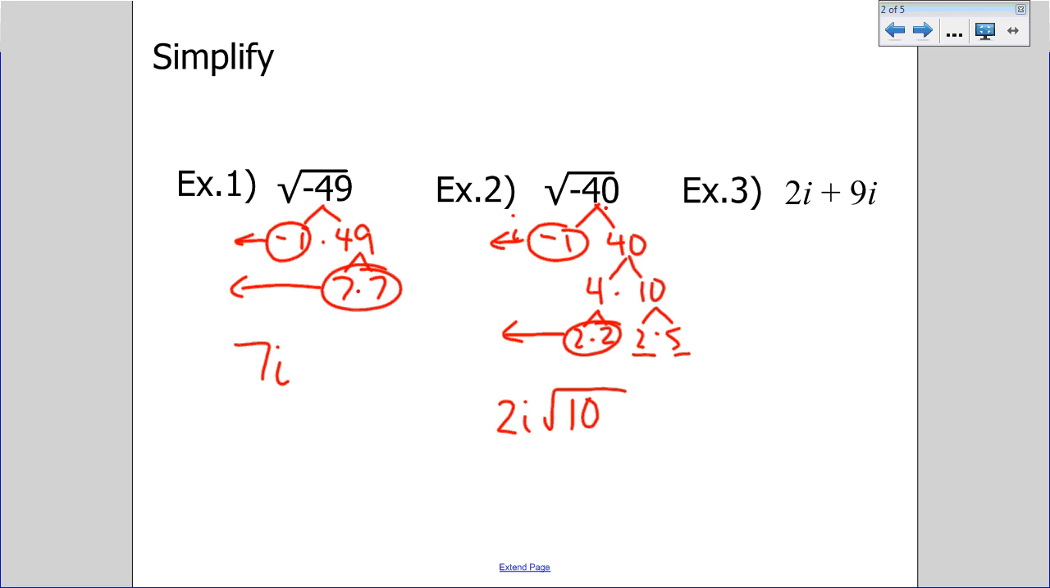We're now going to look at adding, and it's the same way. I can only add like terms. I can only add imaginary numbers together. So 2 plus 9 is 11i.